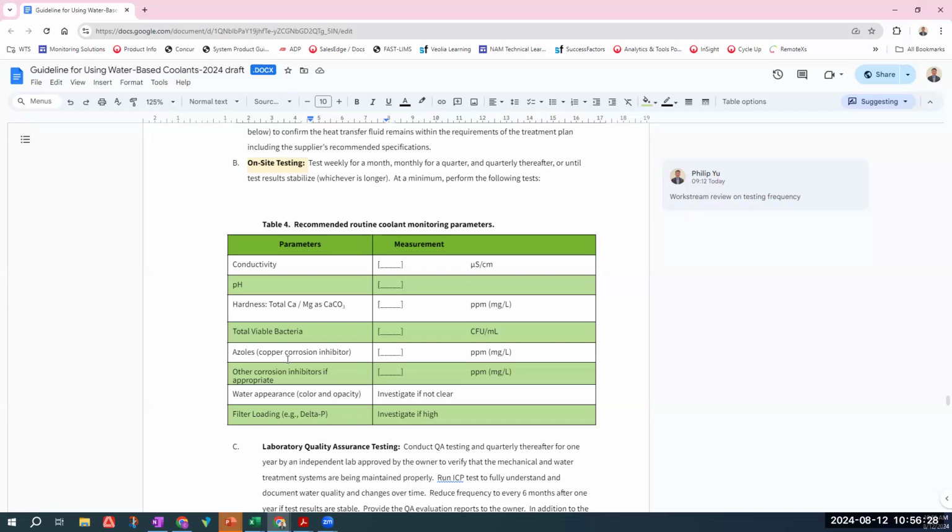And then it might be good if there are ranges that you can put here. Yeah, they'll take the measurement, but do you have a range that is recommended to stay within, so they know if it's suitable for use or if it needs to be dosed? Yeah, the range is actually listed above. Okay, so maybe just say refer to table one. Yeah, refer to table one for the range. It wouldn't hurt to have it here as well. Okay.